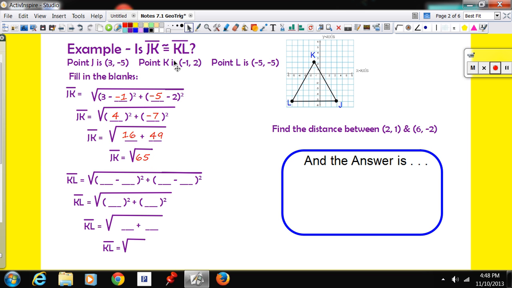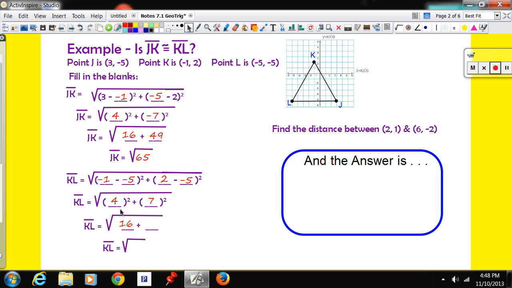Now to find KL, we want to see if it's the same radical. We want to still see if it comes out radical 65 from K to L, these 2 points. So we're going to start with our negative 1, x minus the other x, minus negative 5. So there's one x, there's your other x. Your y is 2, and your other y was negative 5. So you got double negatives here, you're going to end up with a positive 4 squared. You got double negatives here, you're going to end up with 7 squared.